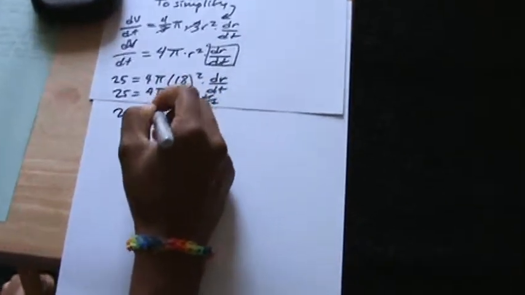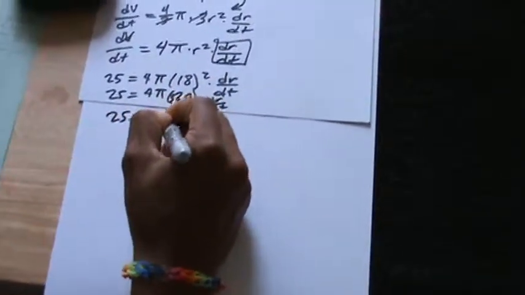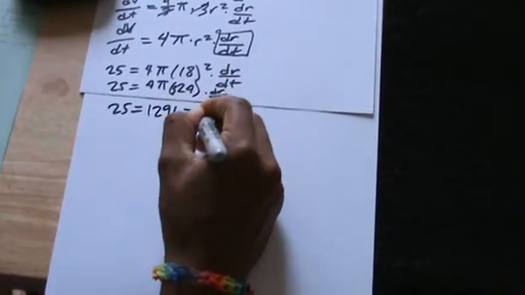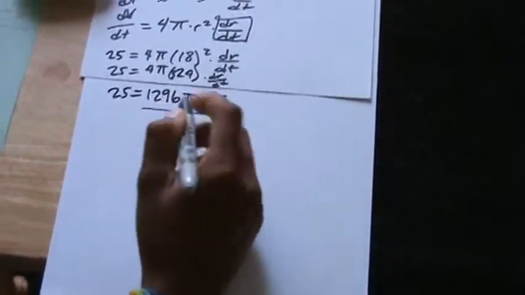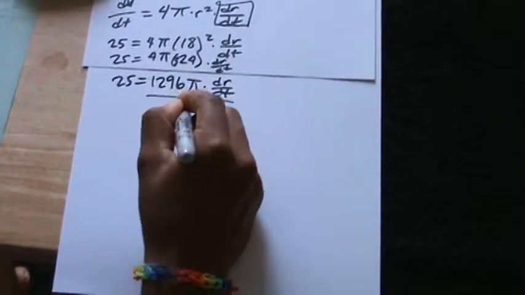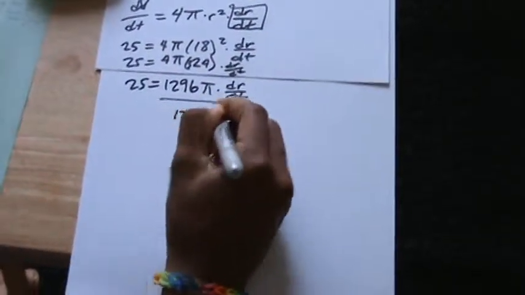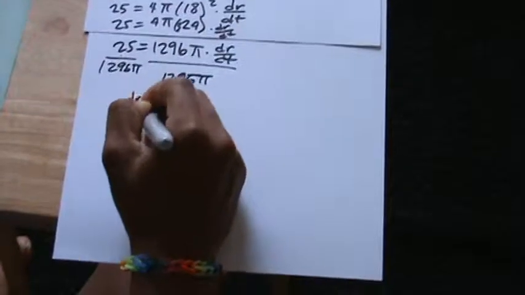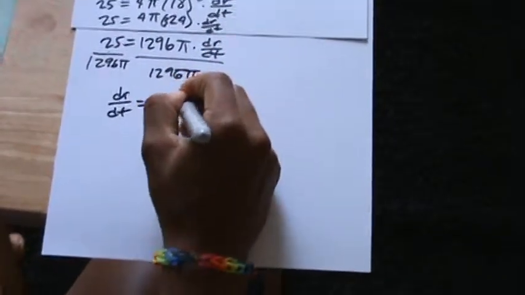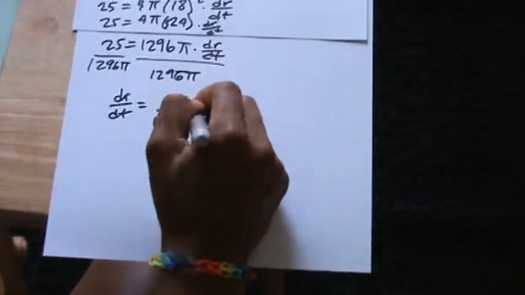Just keep simplifying down. 4 times 324 will give you 1296 pi times dr/dt. And then, of course, to isolate the variable, basic algebra: divide both sides by 1296 pi, and dr/dt equals 25 over 1296 pi.